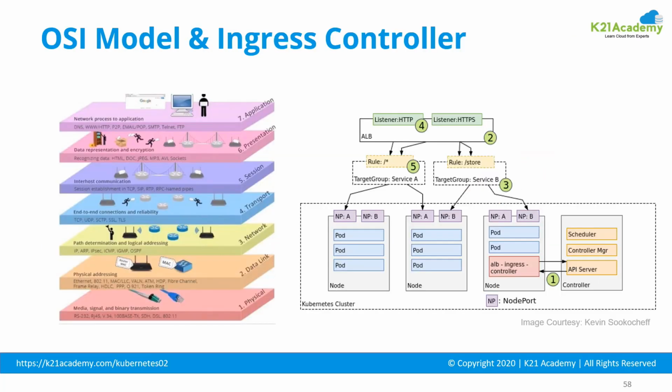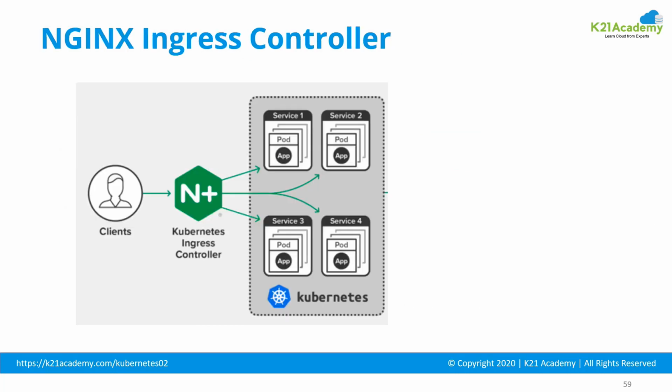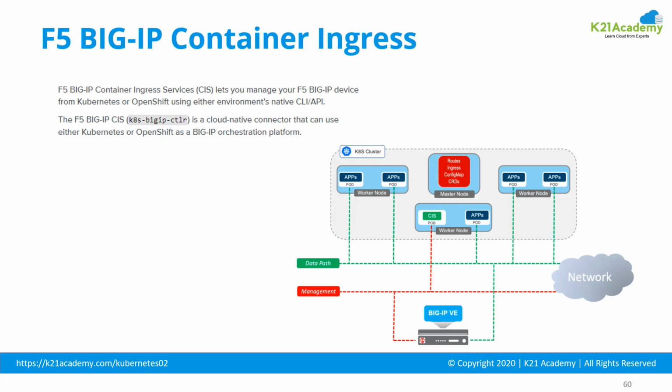Now, apart from that, there's also the Ingress Controller, which is a layer 7 HTTP or HTTPS level load balancer to distribute traffic based on the rules you define on the URL. And there are the Nginx Ingress Controller, the F5 Big IP Container Ingress Controller, or other types as well, supported on Oracle Kubernetes.